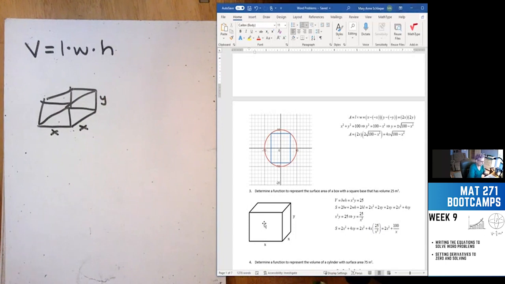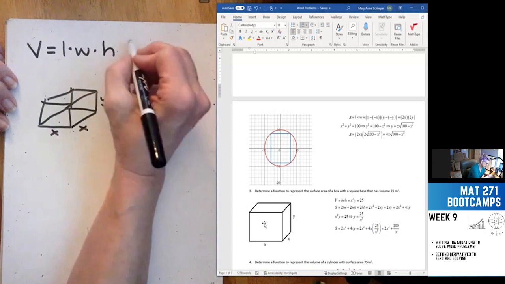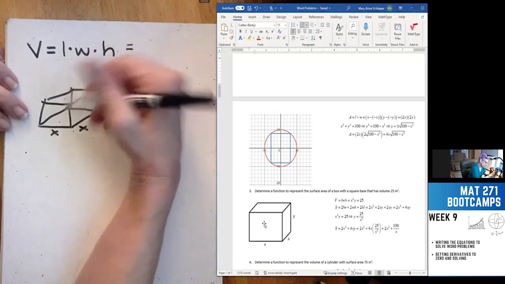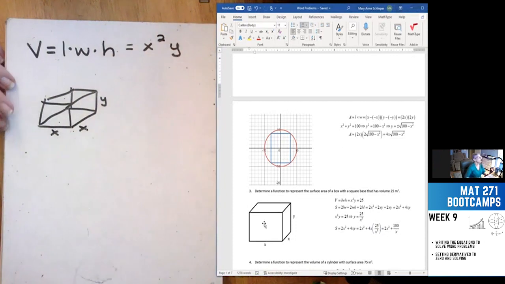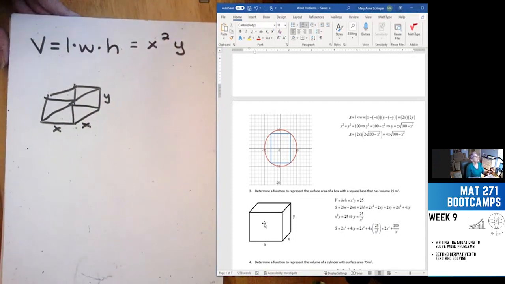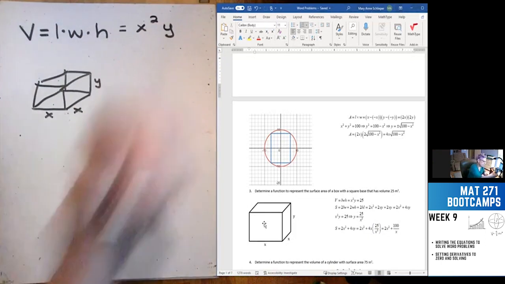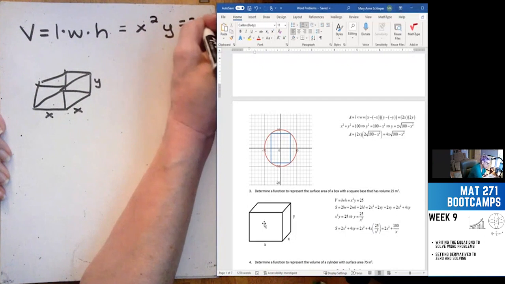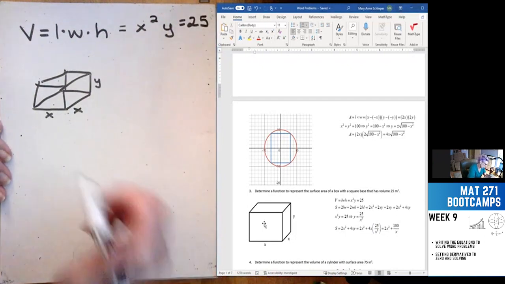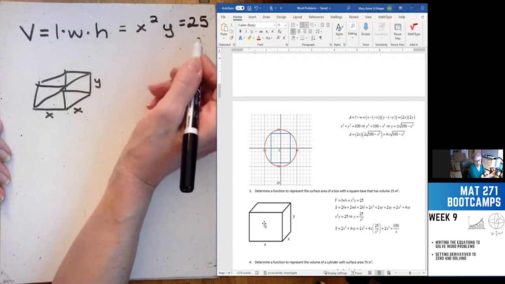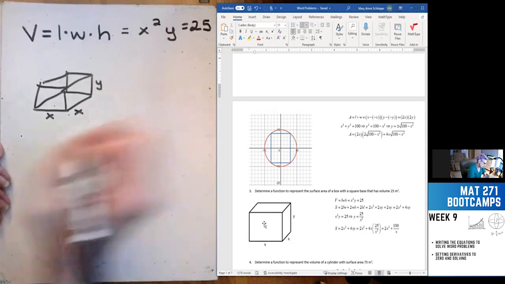And you can name them whatever you want to name them. I like X's and Y's because I'm boring. So my volume for this particular box would be X squared times Y. Then we need a formula for the surface area. Oh, and that volume has to be equal to 25 because that's what we're given. So this would be a constraint in the vernacular of your optimization problems.